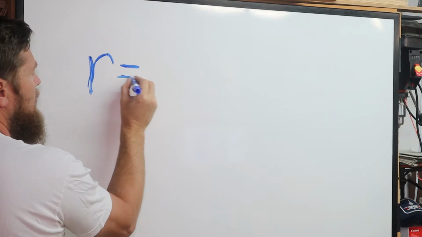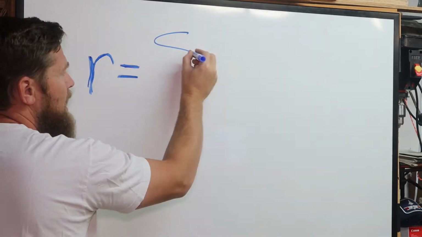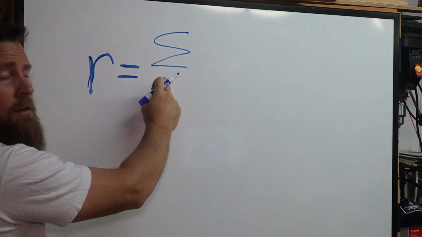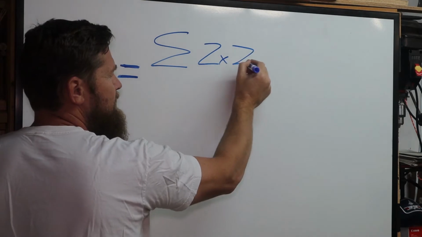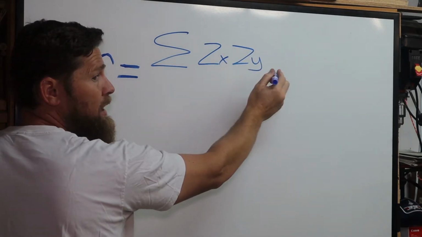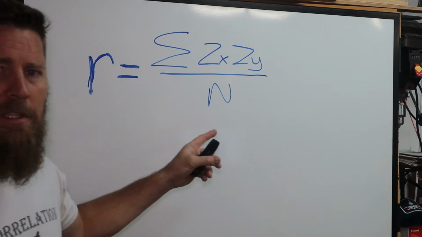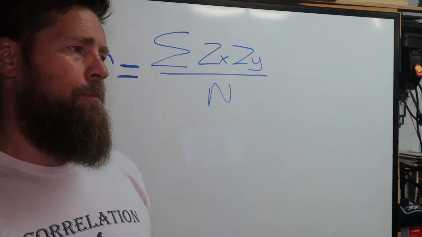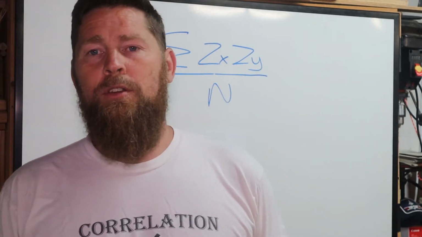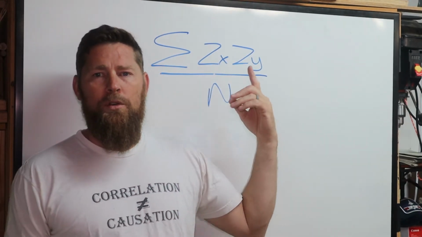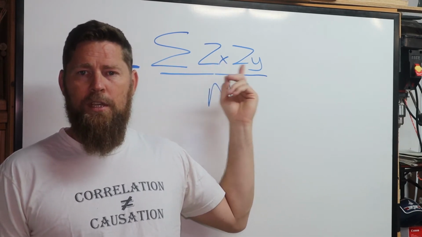R is equal to the sigma, sum of zx times zy, that's called a cross product, divided by n. This is the formula. What does it mean? Well, you're going to have to calculate the z for all of x, that's the first variable that we measure, say height in the height and weight one, or say professor salary in the professor salary and whiskey one.